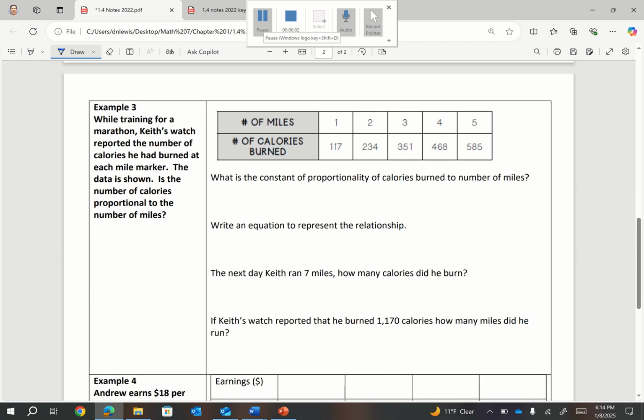All right, while training for a marathon, Keith's watch reported the number of calories he had burned at each mile marker. The data is shown. Is the number of calories proportional to the number of miles? What is the constant of proportionality of calories burned to number of miles? So we've got to keep putting y over x. I'm going to do it off to the side here.